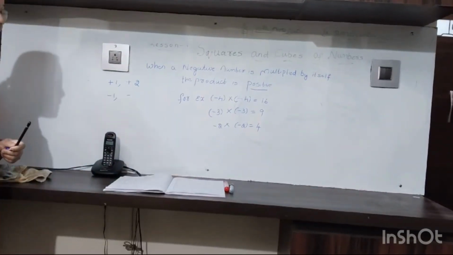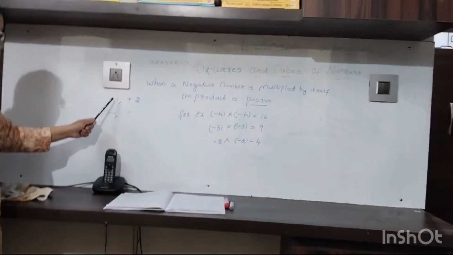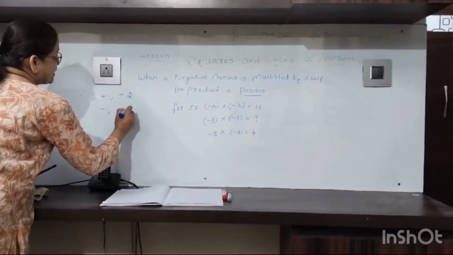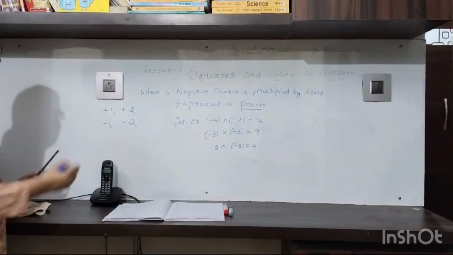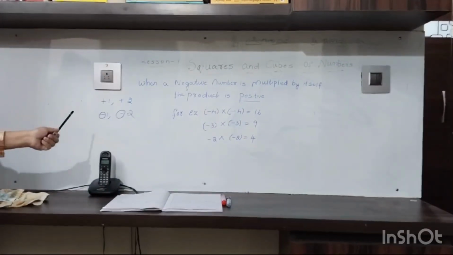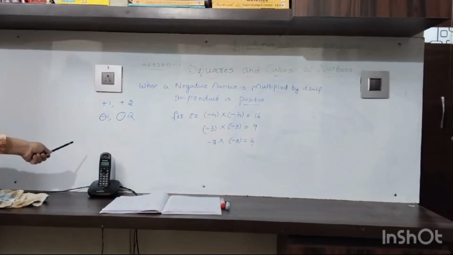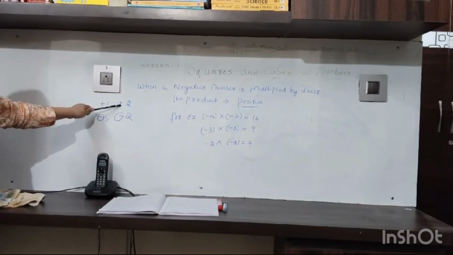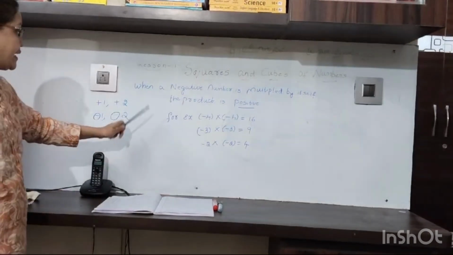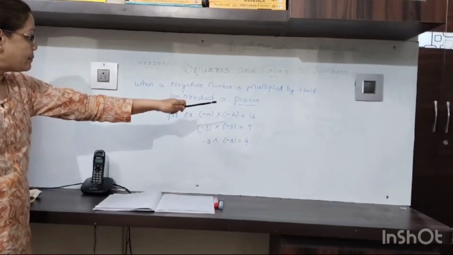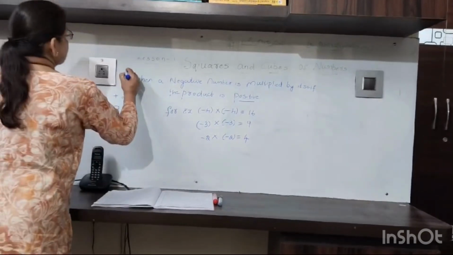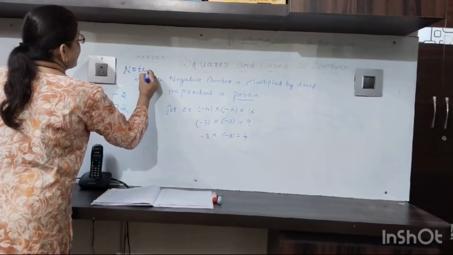So you people might ask me, what are negative numbers? Plus 1 and plus 2 are positive numbers. Minus 1 and minus 2 have the negative sign. Where we put a negative sign, they are called negative numbers. If we put a positive sign, they are called positive numbers. So I repeat again. When a negative number is multiplied by itself, the product is always positive. This is a note, you should keep it in mind.